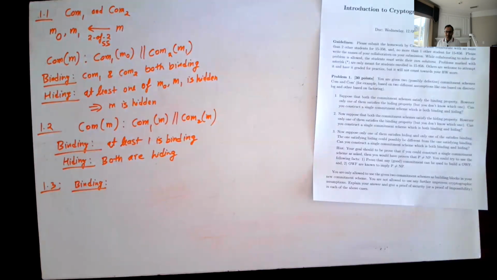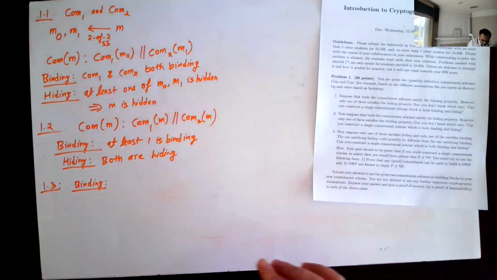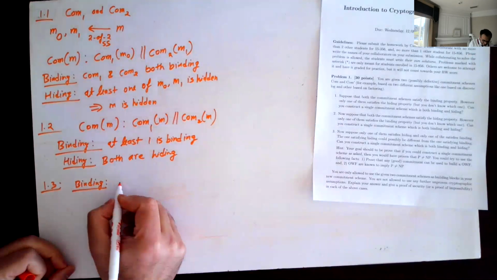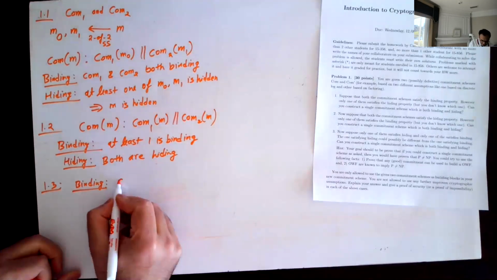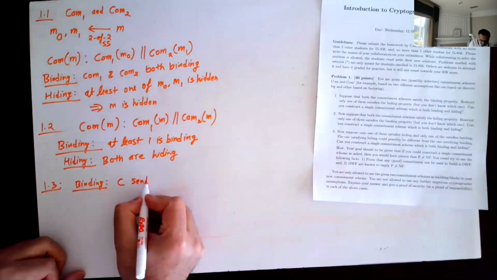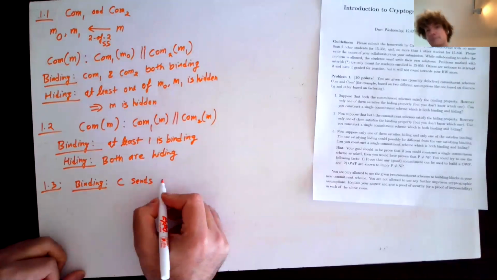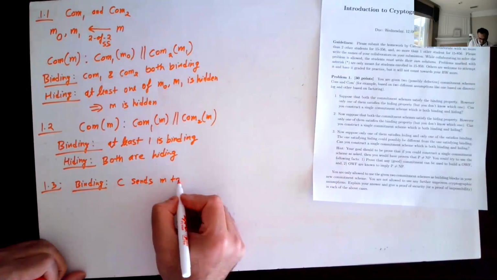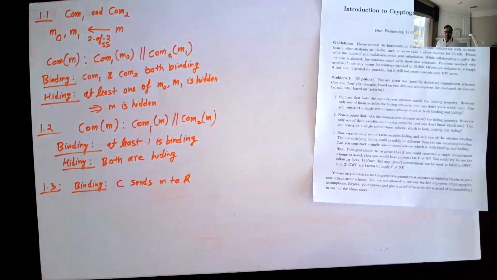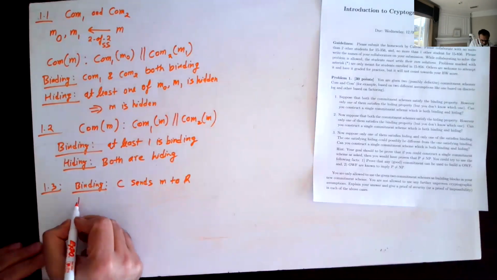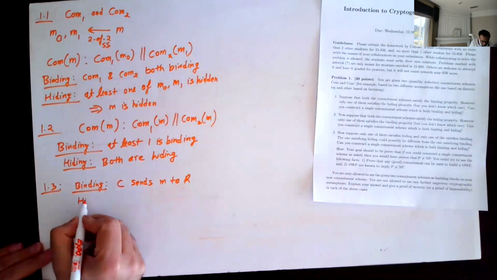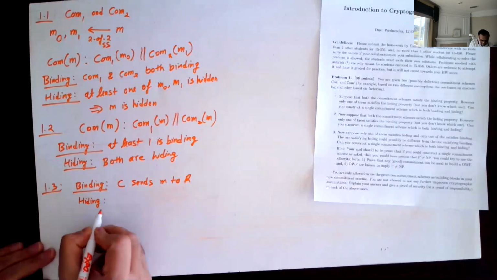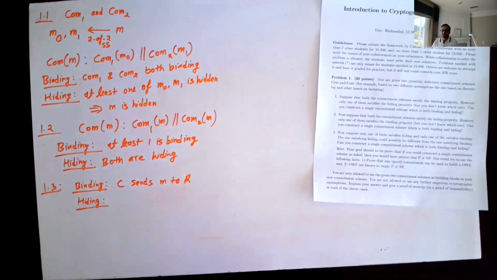Yeah. Just send the message M. So the committer sends the message M in clear to the receiver. And this is clearly a binding commitment scheme, but it's not hiding. How do I build a hiding commitment scheme which is not binding?